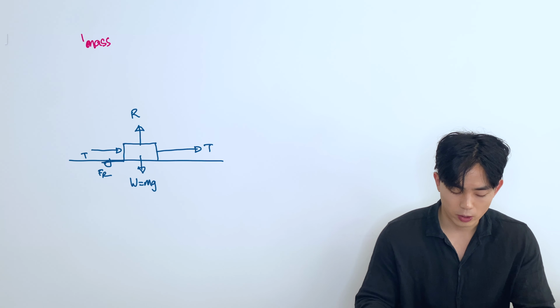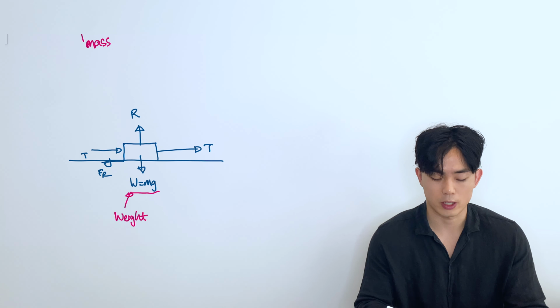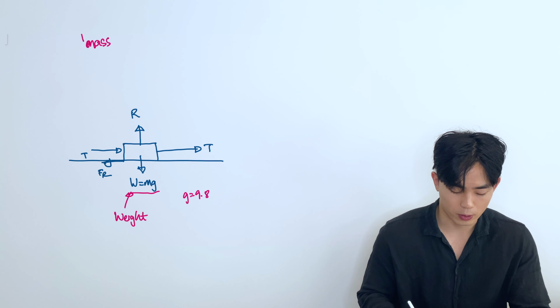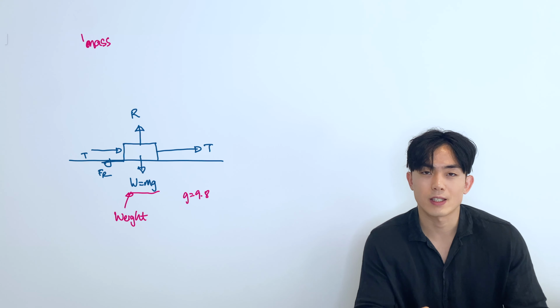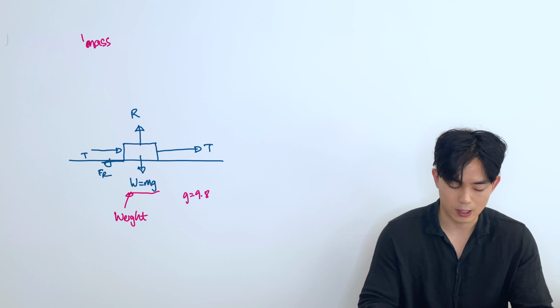Important things to note, first things first, W. This W stands for the weight, and it's just mass times g, g being the value we looked at before, 9.8. Now, mass itself is not a force, so to convert it into a force, we need to change it into weight, so it has to be mg like this.